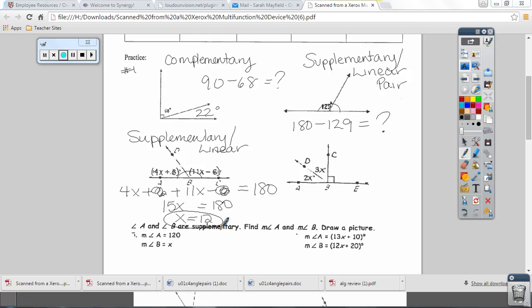So we have 4 times 12 plus 6. We get 54 degrees. And we have 11 times 12 minus 6. 126 degrees. And when you add those 2 up, 54 degrees and 126 degrees, you should get 180 degrees because they are supplementary or a linear pair.